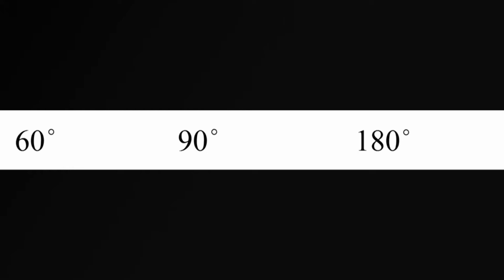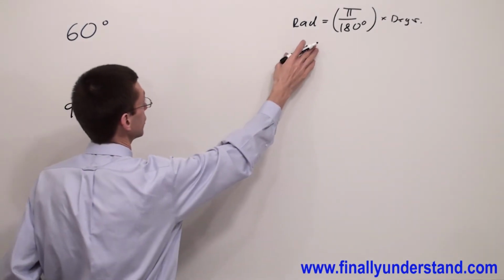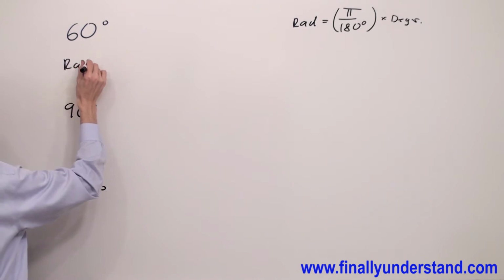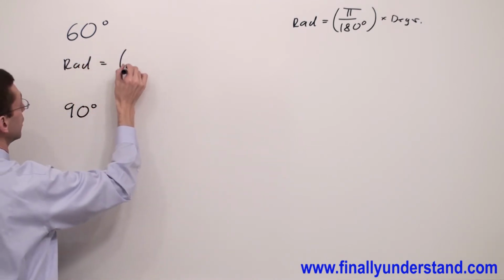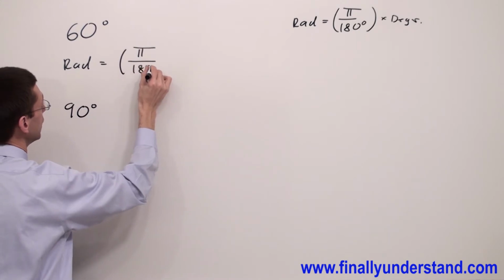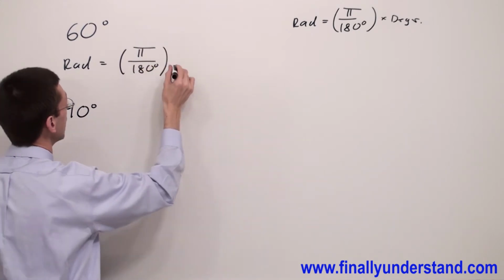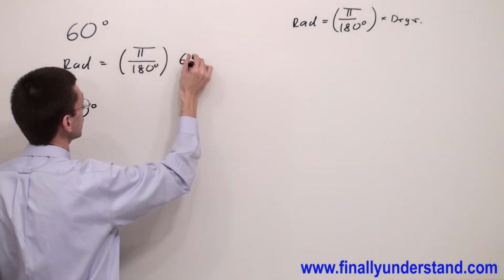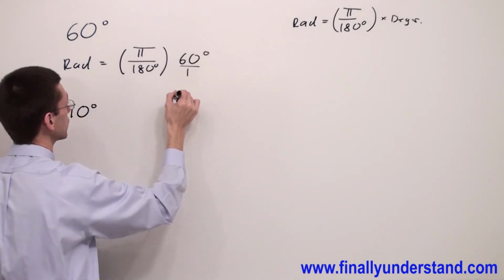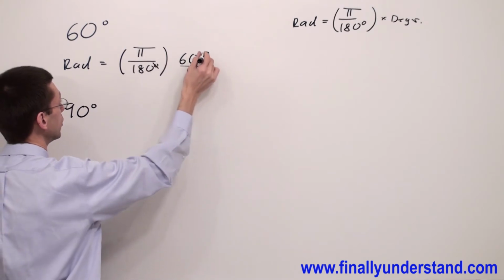Let's take a look at these examples. We have 60 degrees. We have to convert this to radians. Again, we are going to use this formula. Radians are equal to pi over 180 degrees times 60 degrees. Remember, we can always convert this to a fraction. Degree and degree will cancel out.